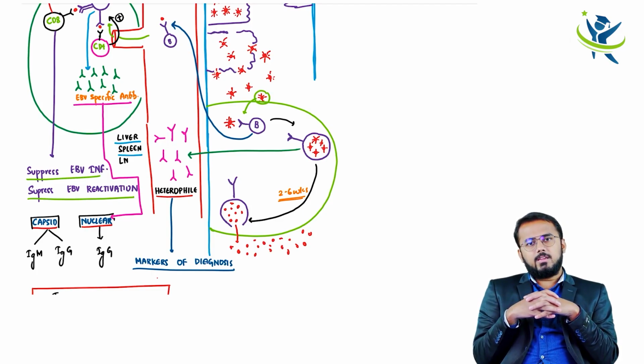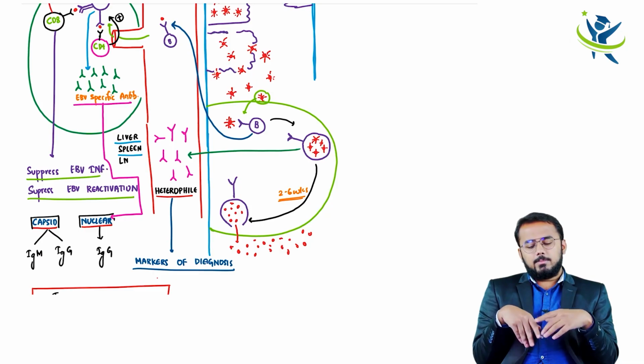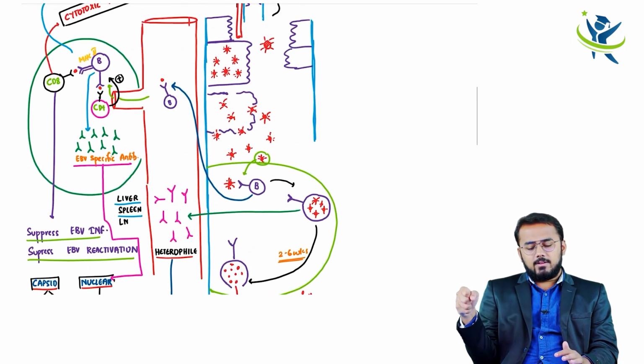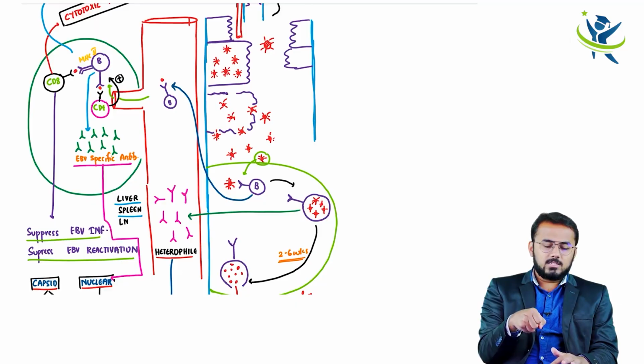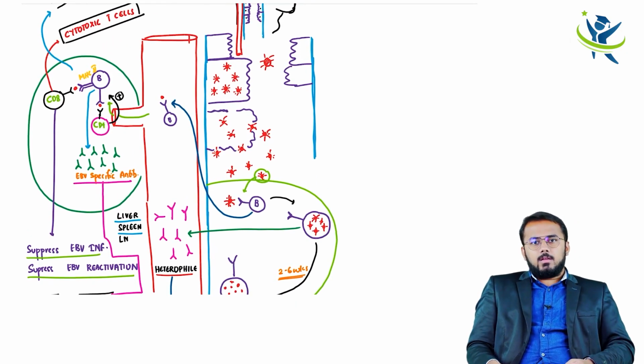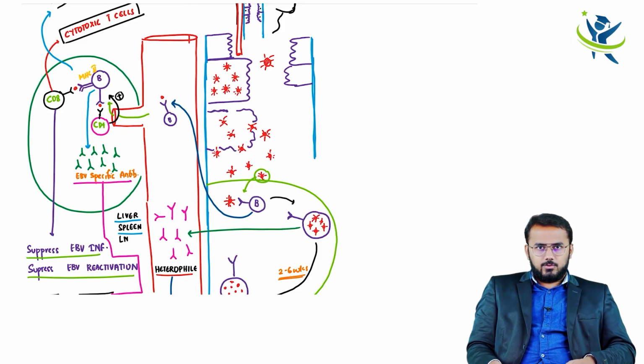But some B cells are very clever: the B cell will pick up the viral particle fast, and from the tonsil it will enter the blood vascular system. From there it will enter the lymphoid organs, right? It will enter the liver, the spleen and the lymph nodes. After entering there, the B cell, with the help of MHC class 2 molecules, will show this virus to cytotoxic T cells, also called CD8 T cells. These CD8 T cells will suppress the infection by releasing cytokines. Not only that, they will also suppress reactivation.